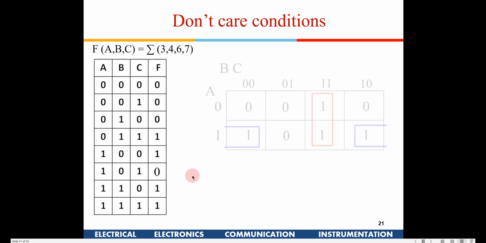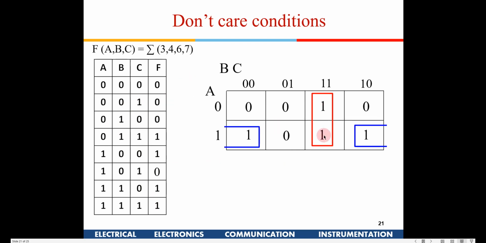Now this is one particular function. It has two 1s here and two 1s here, so we make an expression. You get f equals bc plus ac dash. This is fine. Now if you find here, for 101 the output is 0. This was specified earlier, so that is how we got that expression.